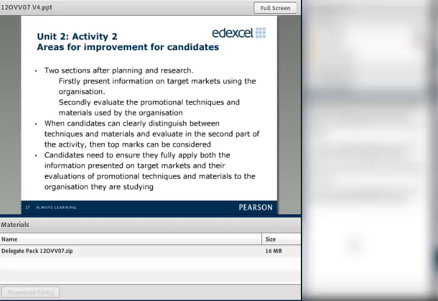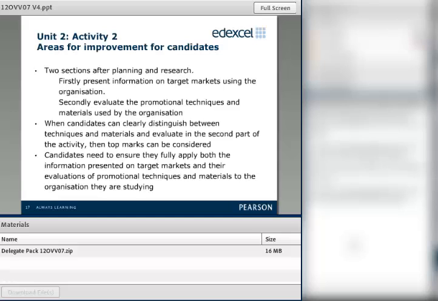Okay. When we look at evaluating promotional techniques and materials, to get 5 to 6 marks, they need to address both promotional techniques and materials and apply them to the organisation. Quite often they looked at materials, which means they're doing half of the question. So theoretically, they should only be getting half the marks, and that is what would happen. Even if the evaluation was A1 fantastic, they would still be in the mid mark band because they haven't actually looked at promotional techniques.